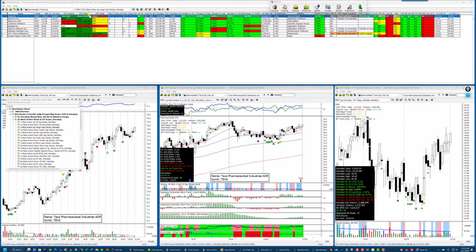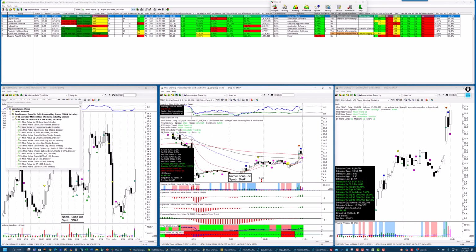Snap is coming up. Now see, the fan is not in place because the 200 is up here. The 100's here. The 18's down here and the 50's down here also. But the 3 and the 6 are positive, and the 6 and the 18 are positive, and the 18 and the 50 are positive, but the fan is not in place. But this one's building some momentum to the upside. So these are the most active up large cap stocks intraday.